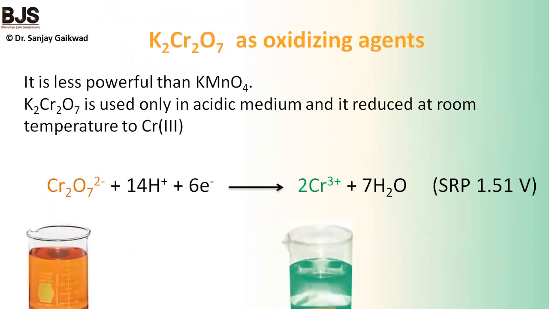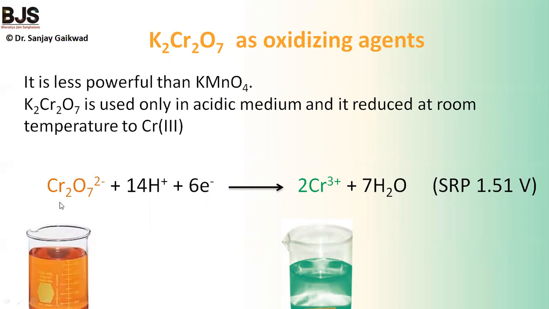For this reaction we require 0.60 volt as a standard reduction potential. Now another indicator, that is K2Cr2O7, is also an oxidizing agent and it can be used as an indicator for this titration. It is less powerful than the KMnO4, okay, but K2Cr2O7 is used only in acidic medium, but KMnO4 can be used in acidic as well as alkaline medium, and it reacts at room temperature.